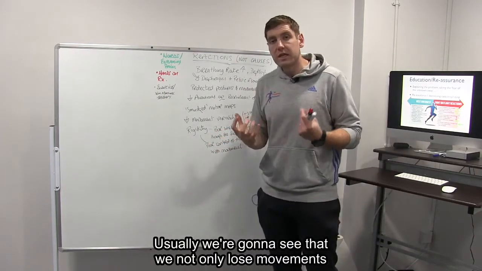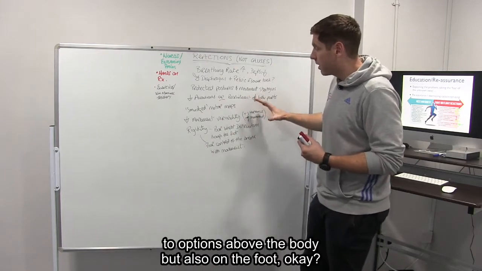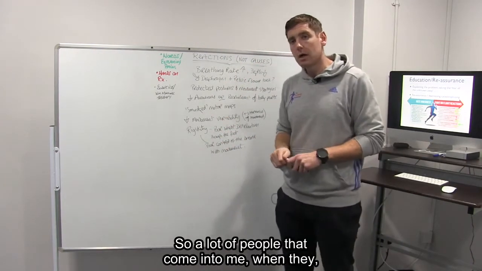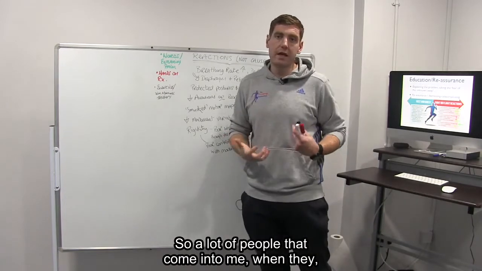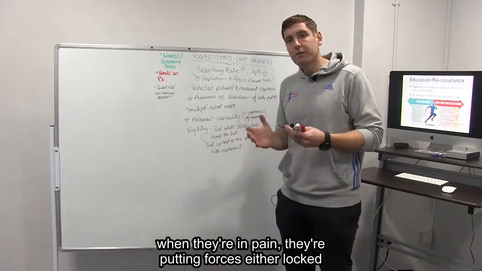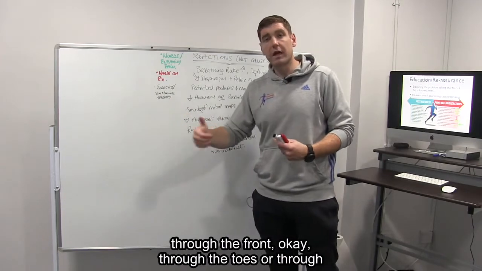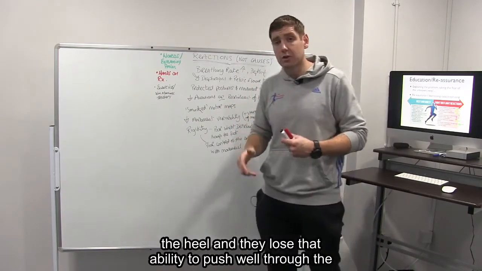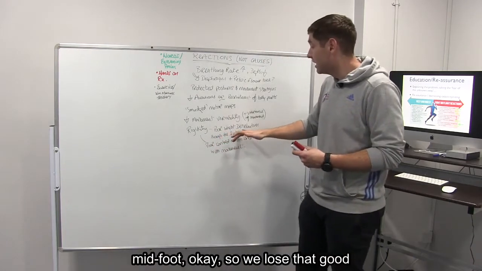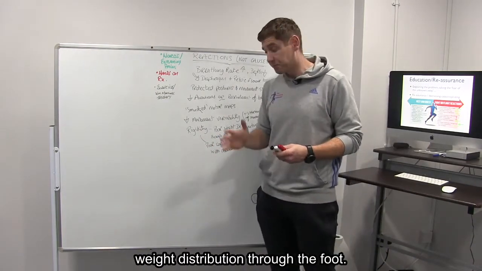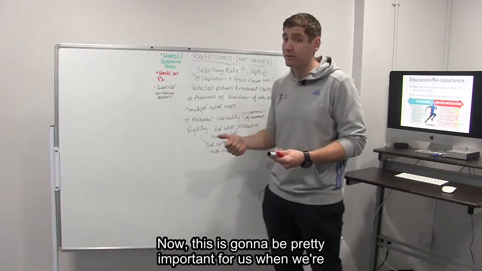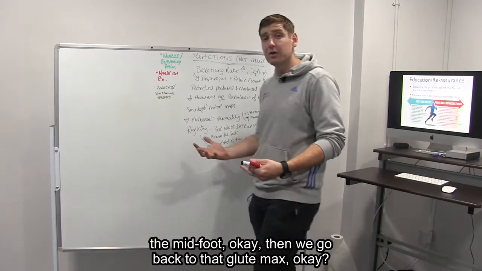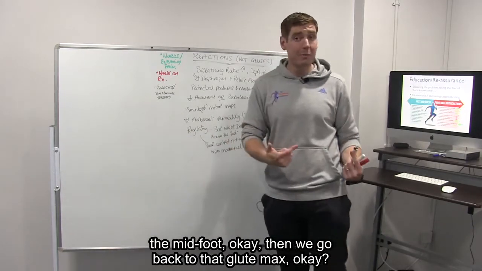Usually we're going to see that we not only lose movement options above the body, but also on the foot. So a lot of people that come into me when they're in pain are putting forces either a lot through the front, through the toes, or through the heel, and they lose that ability to push well through the midfoot. So we lose that good weight distribution through the foot. Now this is going to be pretty important for us when we're trying to hip extend. So if I don't have good intent through the midfoot, then we go back to that glute max.